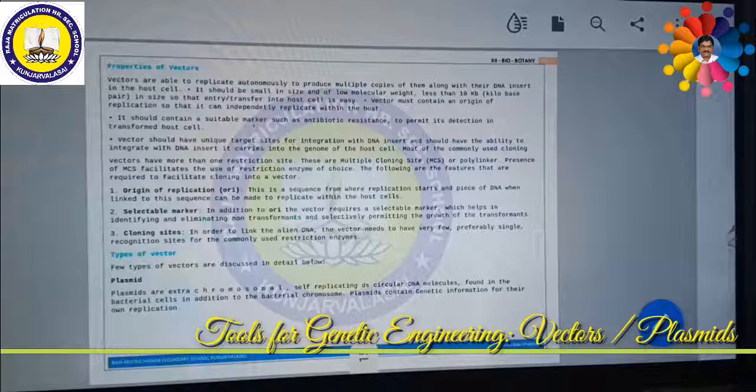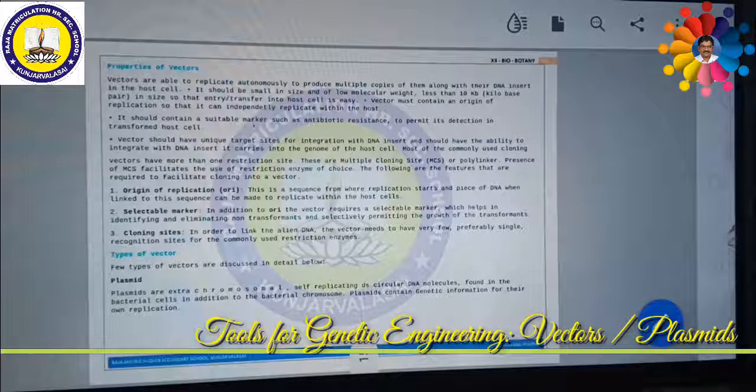Suppose you transmit this plasmid into the host cell, and the host cell has a resistance against this plasmid or rDNA. What will happen? This rDNA will be damaged or destroyed. So, in order to protect this rDNA, there must be a marker gene or antibiotic gene present inside the vector or plasmid.